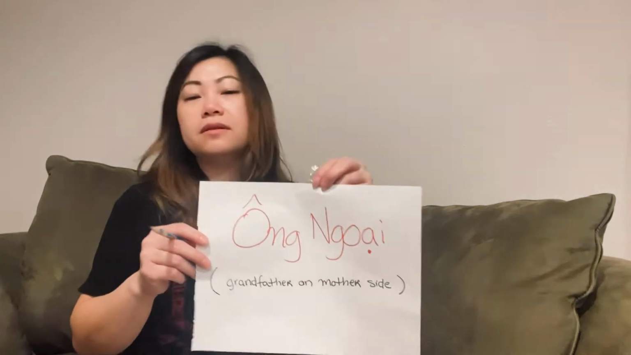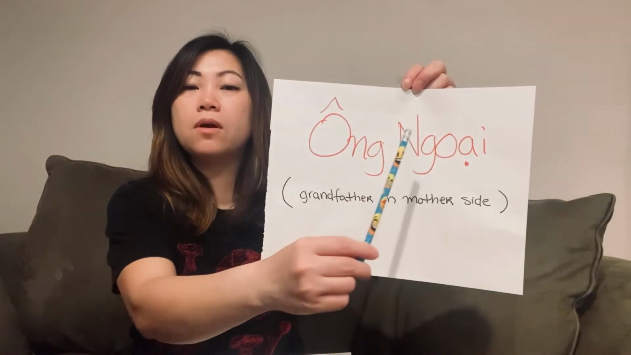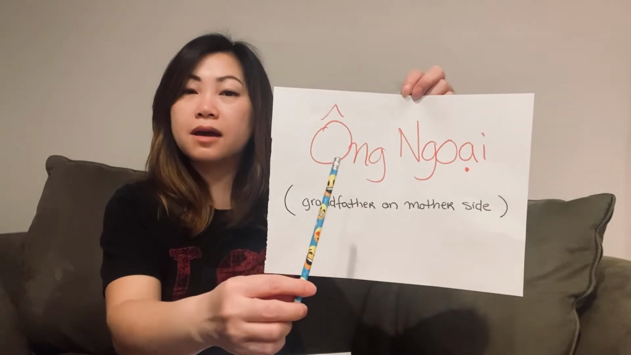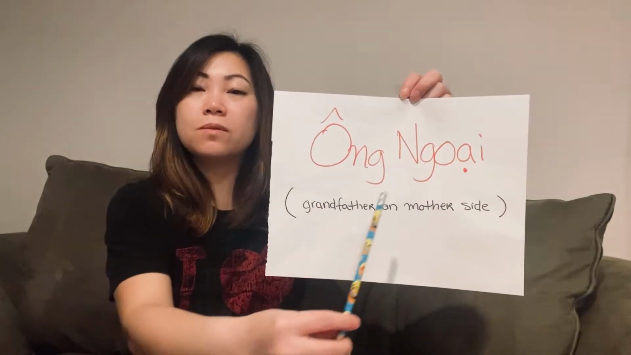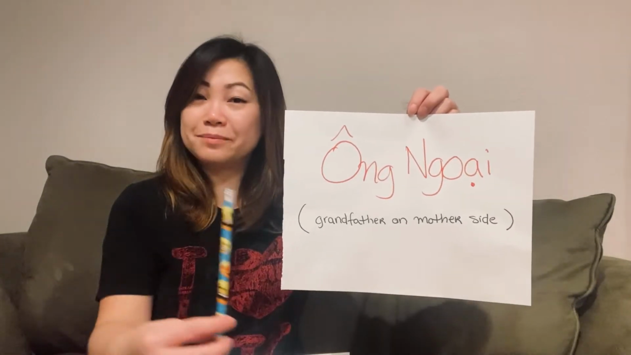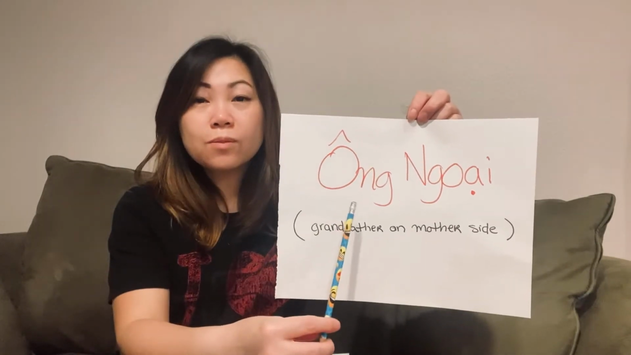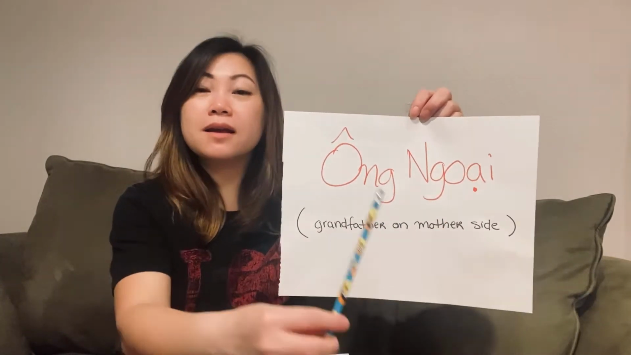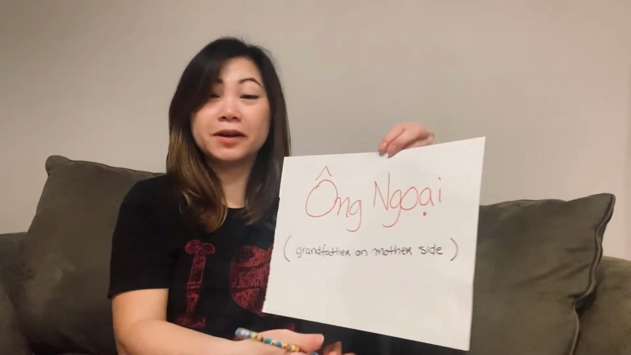First one is ông ngoại. Ông ngoại is grandfather on mom's side. Now say it with me. Ông ngoại. Good job. Giỏi lắm.